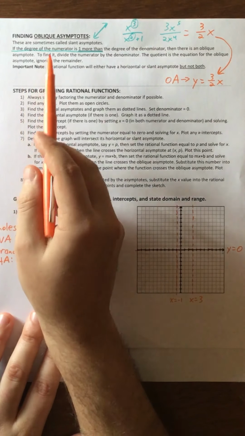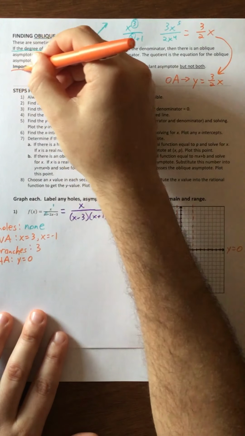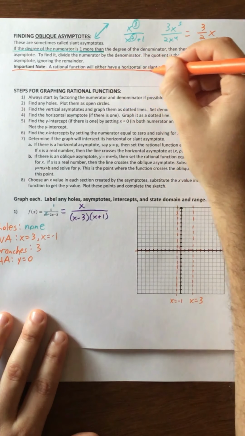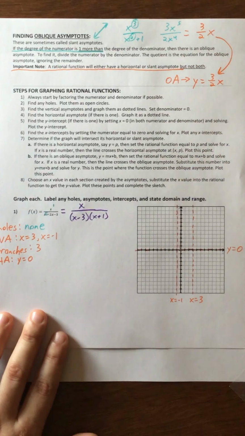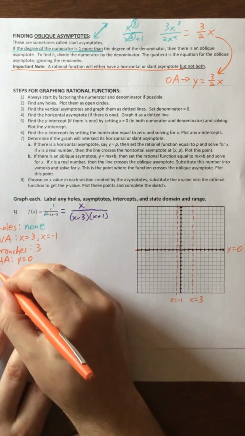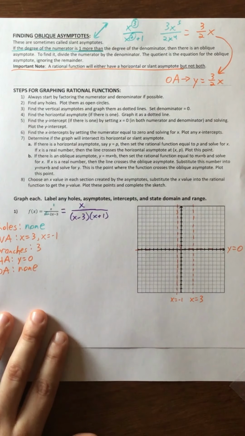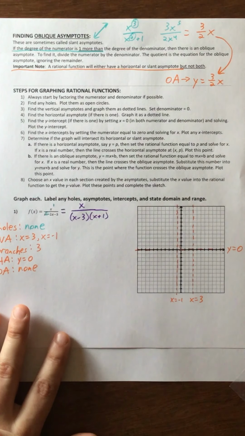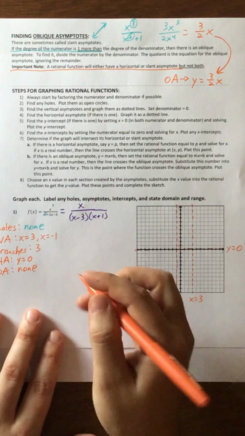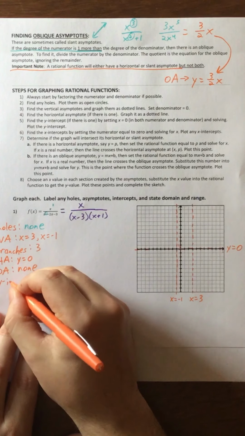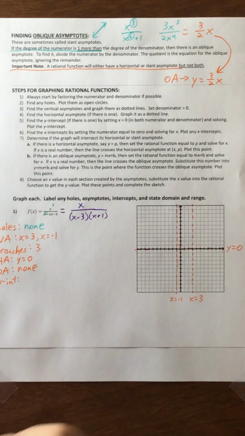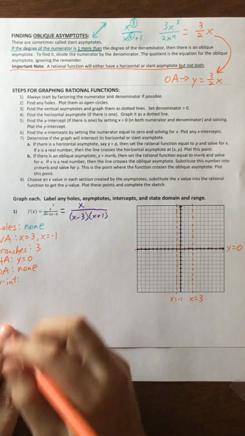Now, look back at the oblique asymptotes. Forgot to underline this. You cannot have a horizontal and an oblique or slant asymptote. So once I know I have a horizontal, I know I have no obliques. Step 5, find the y-intercept, because I want to start getting some points to plot so I know where my branches go through. Do that by setting x equal to 0.